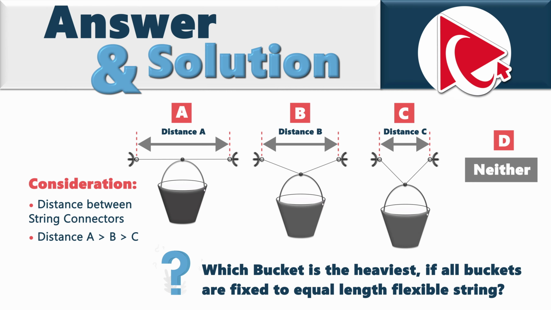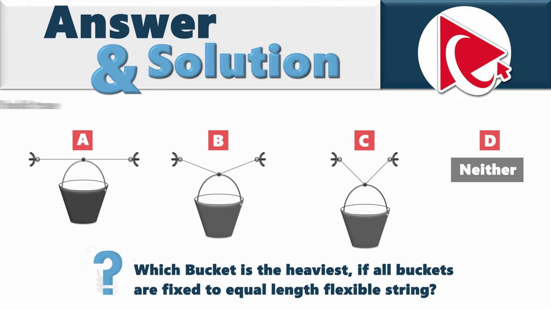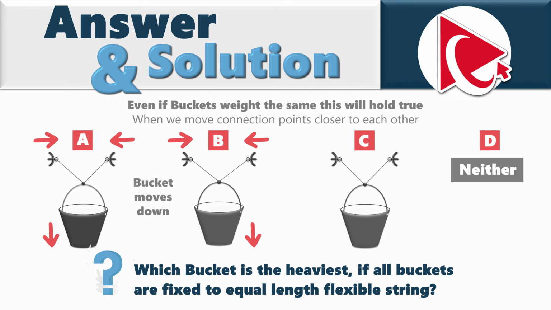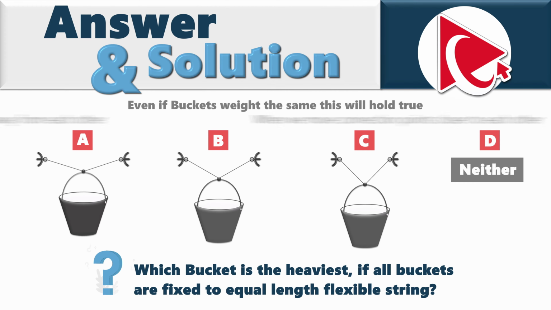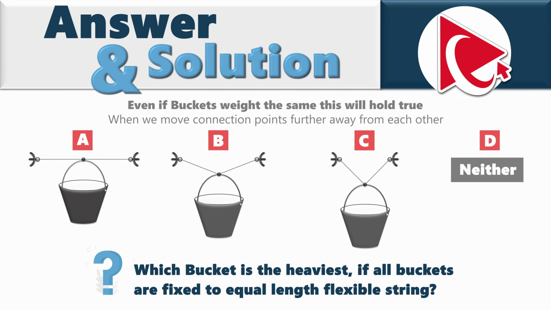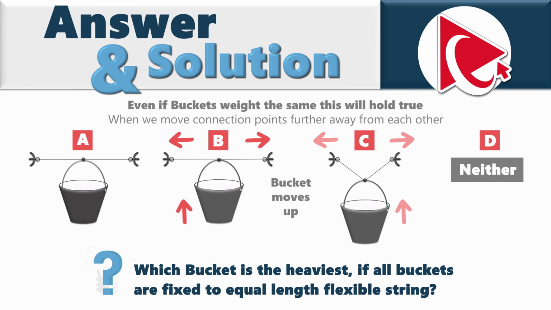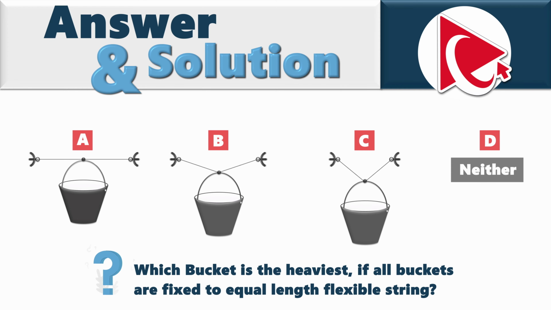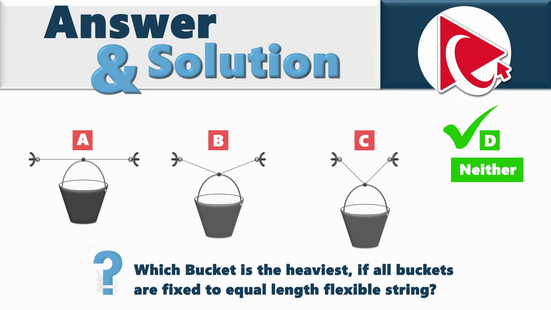But it becomes obvious that because the distance between connectors is shortening, it's impossible to determine which bucket is the heaviest, since shortening of the distance from A to C can explain the lower positioning of the bucket, even if the buckets have the same weight. Think about it, because it's very logical. Even if the buckets were of the same weight, by shortening the distance between string connectors, you would be able to lower the bucket. Based on this, I can conclude that the correct answer here is choice D, neither.